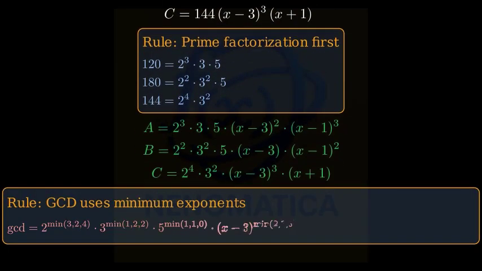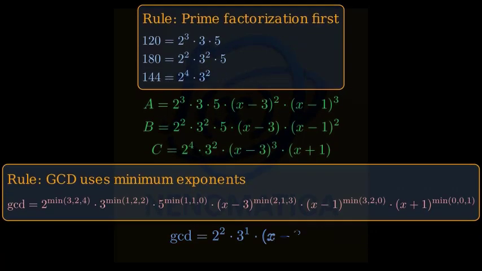For the greatest common divisor, take the minimum exponent of each factor across all 3 expressions. If a factor is missing in any expression, its exponent is 0 there. Now compute each minimum. 2 to the power 2, 3 to the power 1. The 5 term disappears because the minimum is 0. X minus 3 to the power 1. X minus 1 to the power 0 disappears, and x plus 1 to the power 0 disappears.